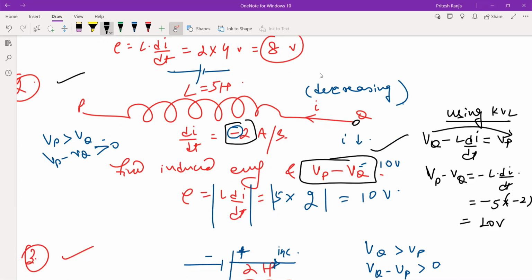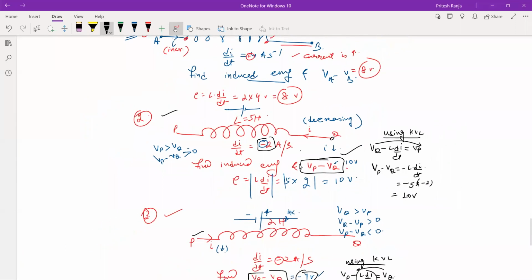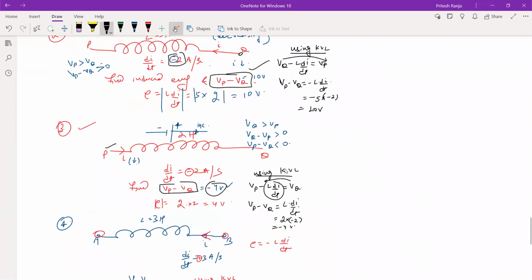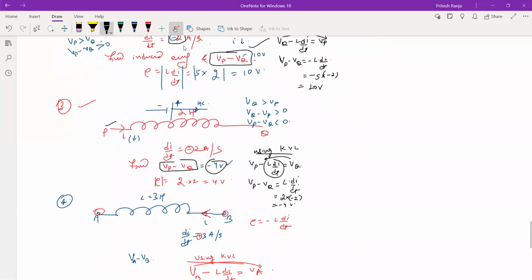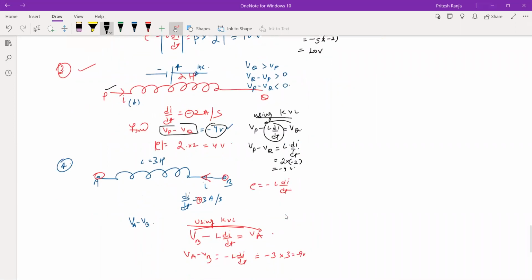That means this should always be true. The KVL approach is also always right. Either we apply KVL when we don't want to think about anything, and if we want to think with direction while finding EMF or potential difference, then use the logic that the induced current opposes the increasing current and supports the decreasing or dying current. So complete idea about inductance is given in these 4 problems. Okay.